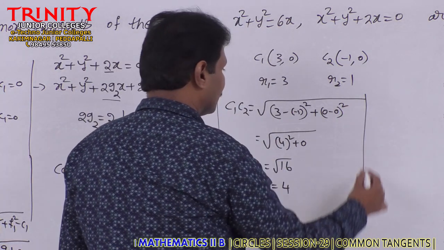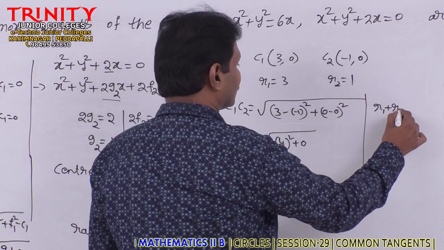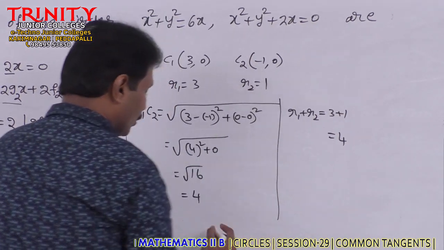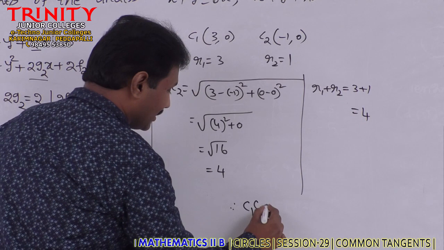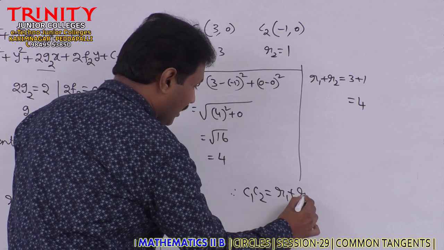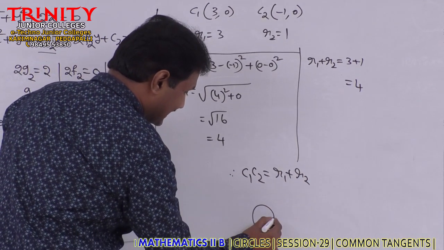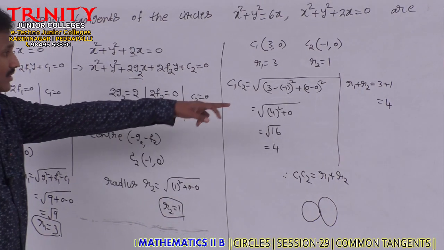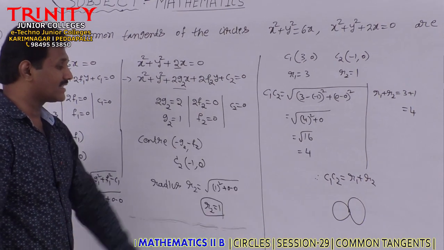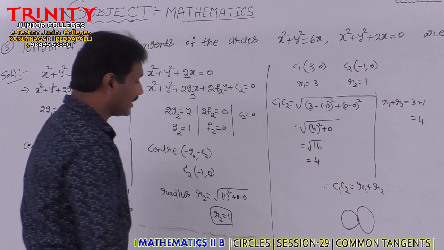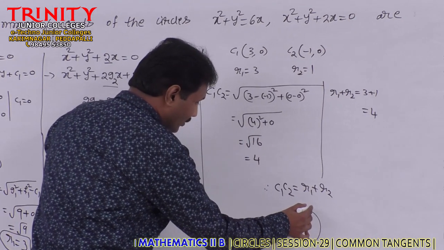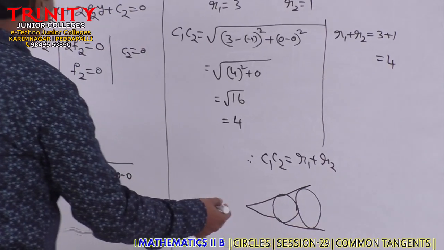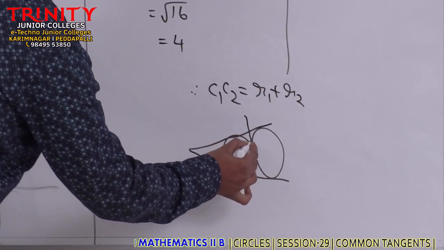r1 + r2 = 3 + 1 = 4. Therefore c1c2 = r1 + r2, so the circles touch each other externally. Therefore three common tangents are possible.